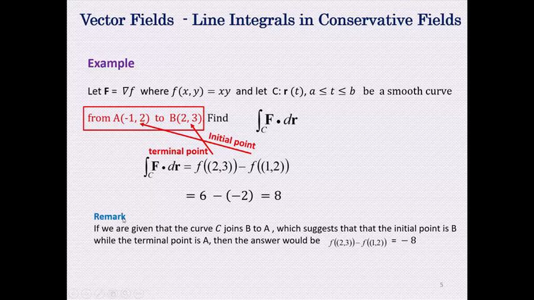Here's an important remark. If the question says the curve C joins B to A, then B will be the initial point and A the terminal. The answer will become minus 8.